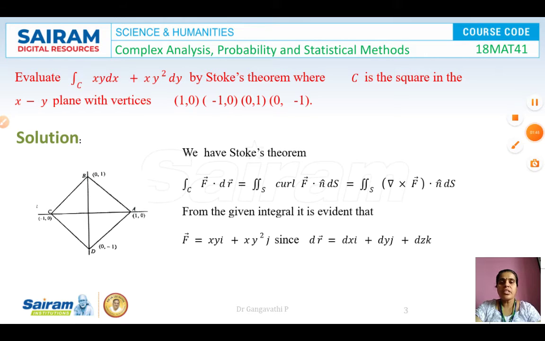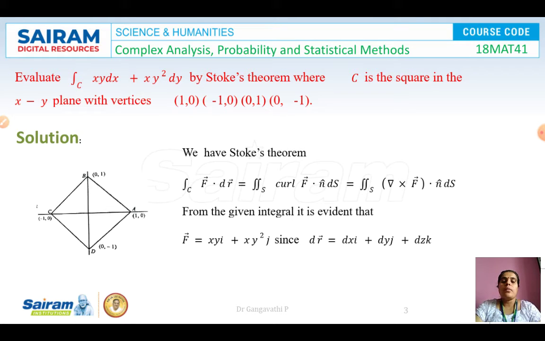Evaluate the integral over C of xy dx plus xy square dy by Stokes theorem, where C is the square in the xy plane with the vertices (1,0), (-1,0), (0,1) and (0,-1). So (1,0) means x is equal to 1, y is 0, which is on the x-axis. (-1,0) is x equal to -1 and y is 0. So this is where the point lies. (0,1): x is 0, y is equal to plus 1. This is the point, and x equal to 0, y equal to -1 is this point. Joining these points will make a simple closed curve.